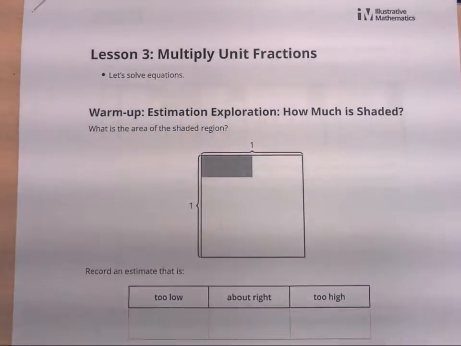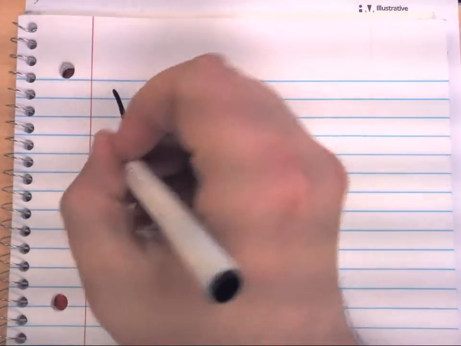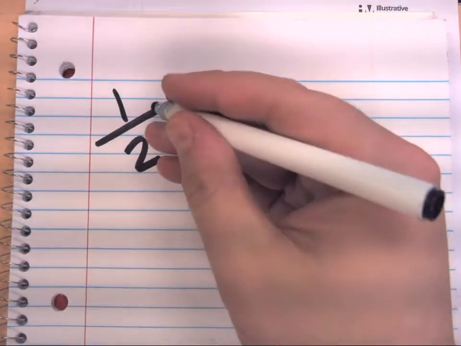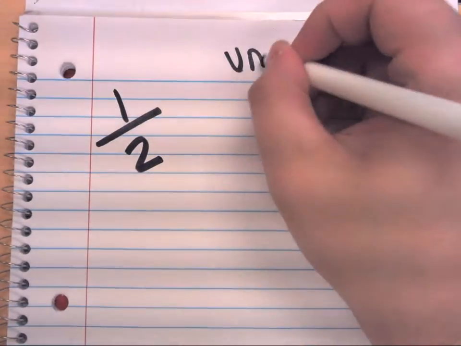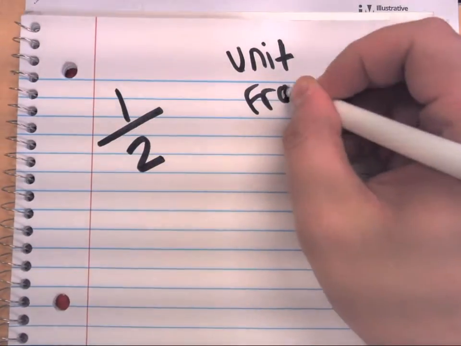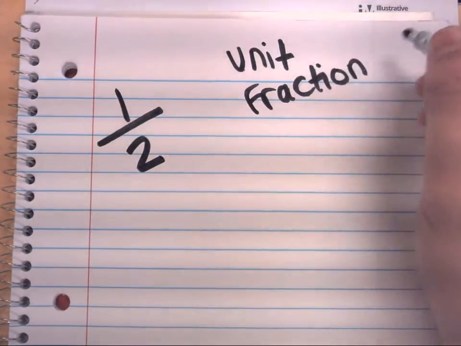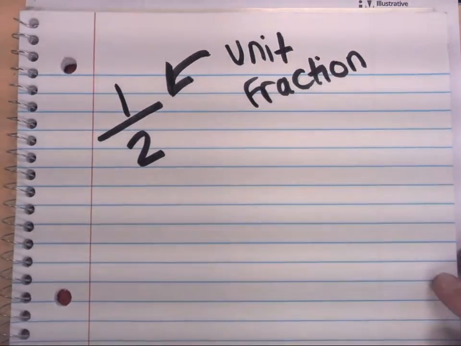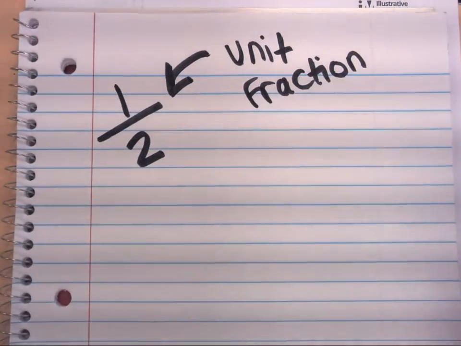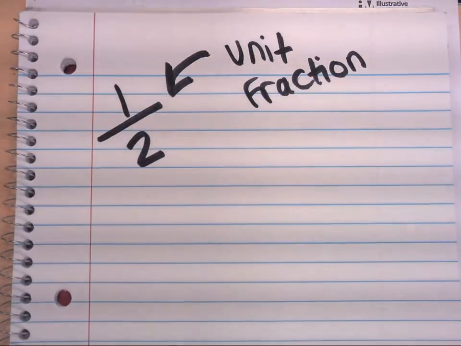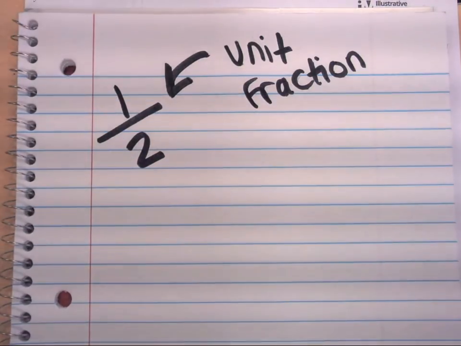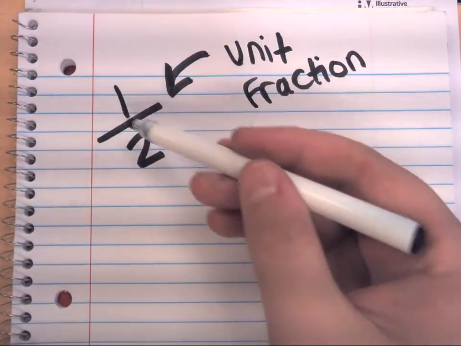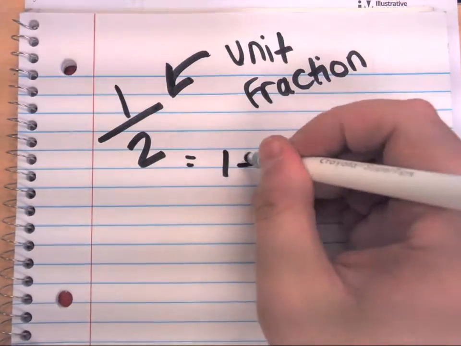Just as a quick review here, a unit fraction is a fraction where the numerator is 1. So all unit fractions will have 1 as a numerator. And if we remember from Unit 2, this idea of fractions being division, we'll see that 1/2 is equal to 1 divided by 2.